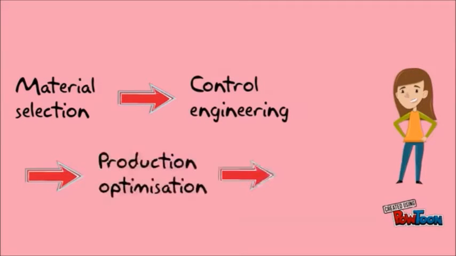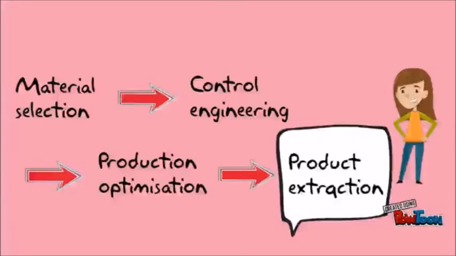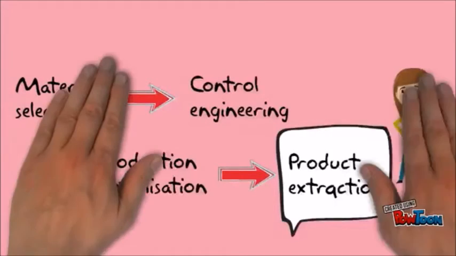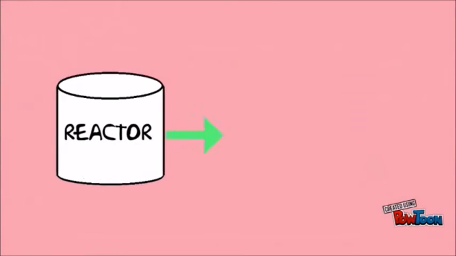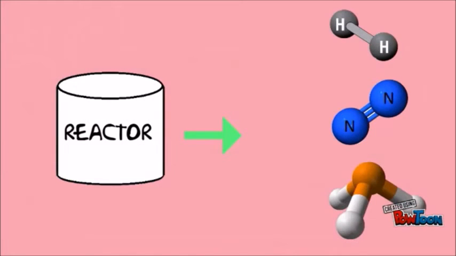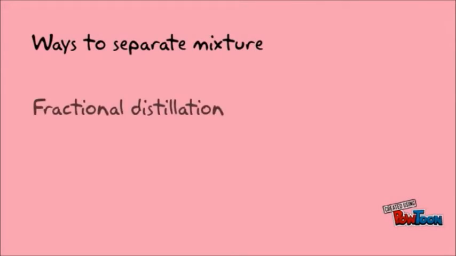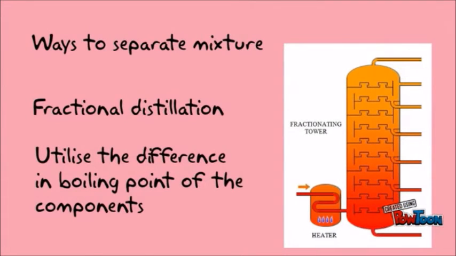Next, we will consider product extraction, one of the most energy-intensive phases in a plant. At the outlet of the reactor, there are still some nitrogen, hydrogen and ammonia produced. The question is, how do we get just ammonia? There are many ways to separate mixtures. For liquid mixtures, you can use fractional distillation that separates components of different boiling points.